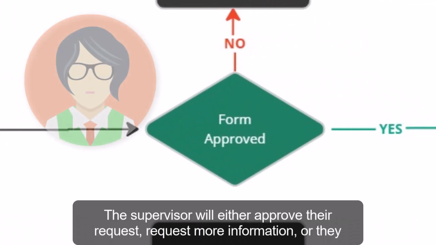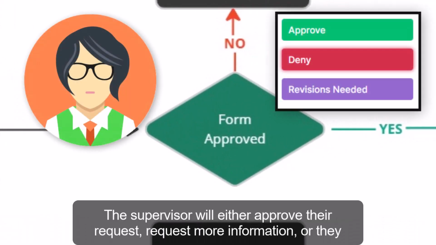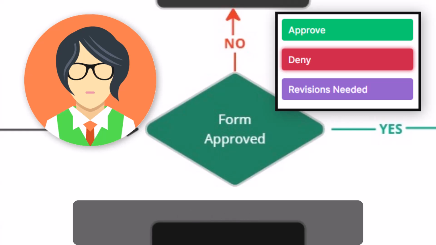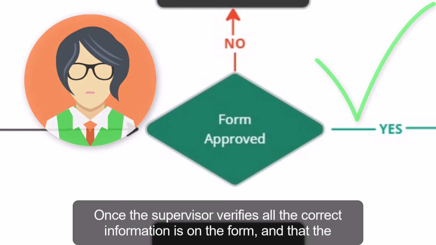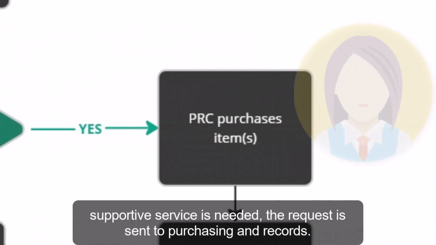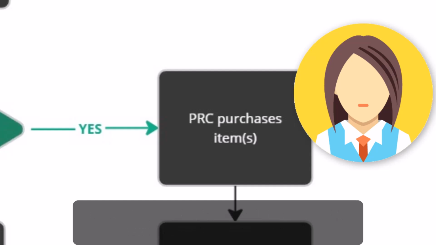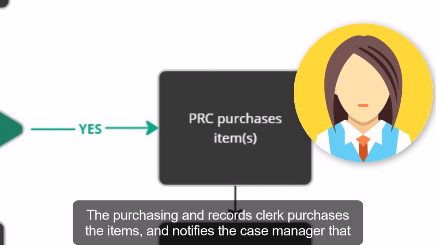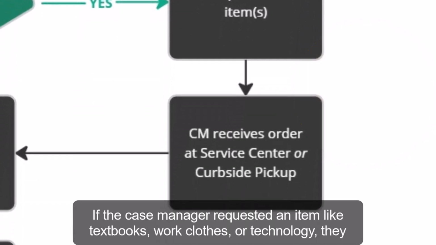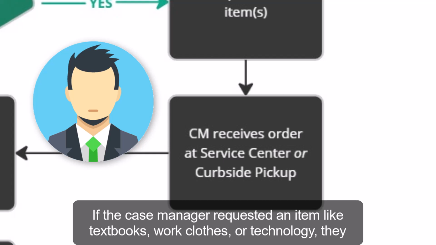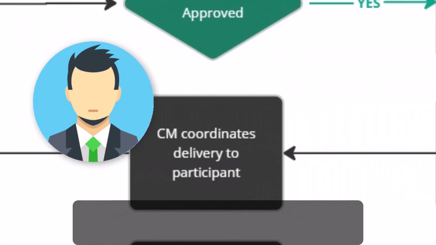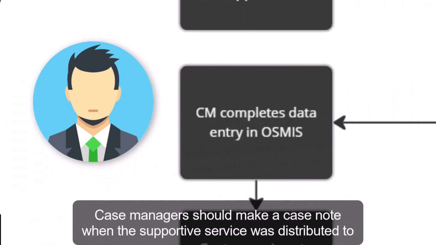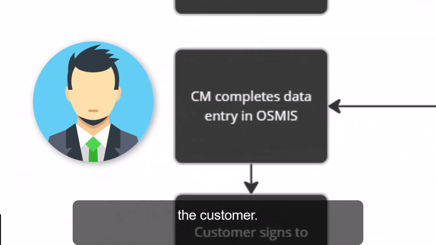The supervisor will either approve the request, request more information, or they might deny it. Once the supervisor verifies all the correct information is on the form and that the supportive service is needed, the request is sent to Purchasing and Records. The Purchasing and Records clerk purchases the items and notifies the case manager that they are on the way. If the case manager requested an item like textbooks, work clothes, or technology, they ensure the items are delivered to the participant. Case managers should make a case note when the supportive service was distributed to the customer.